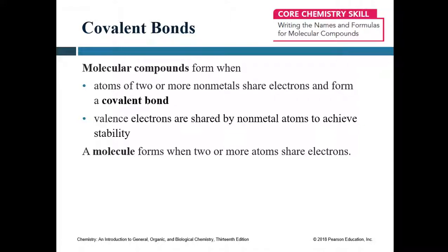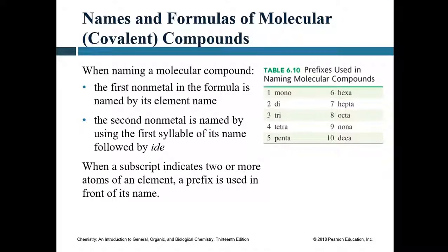Now then, molecular compounds form when atoms of two or more non-metals share electrons and form a covalent bond. These valence electrons are shared by non-metal atoms to achieve stability. Notice the electrons are shared, not transferred, so there's not a charge that's formed. So our molecule forms when two or more atoms share electrons.